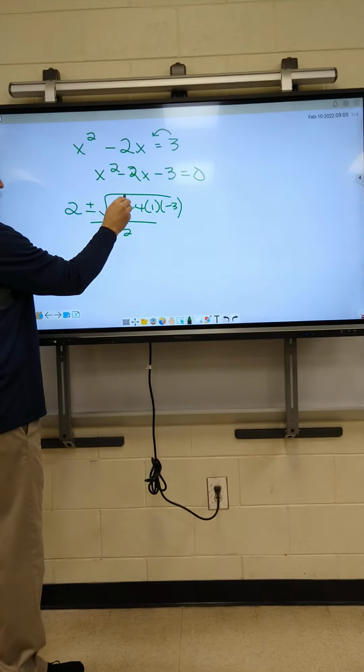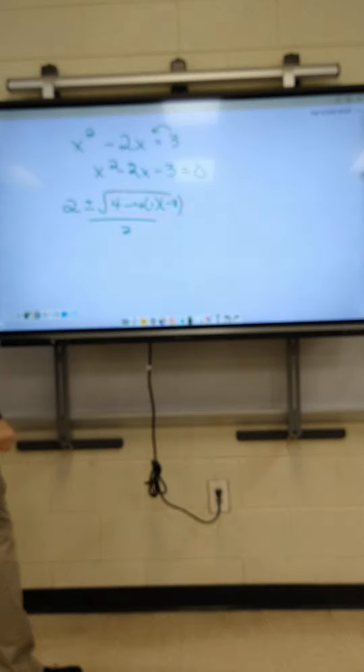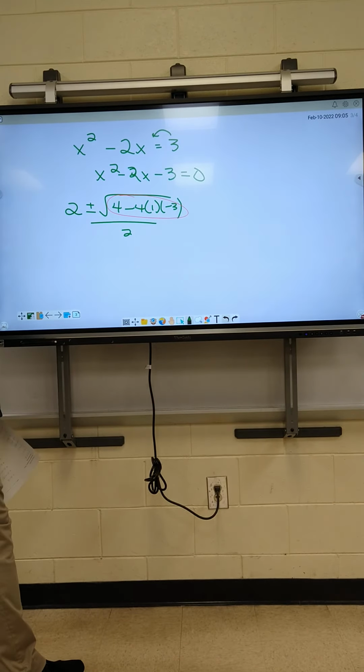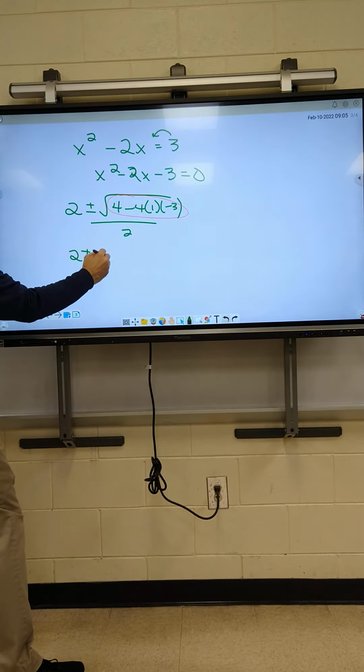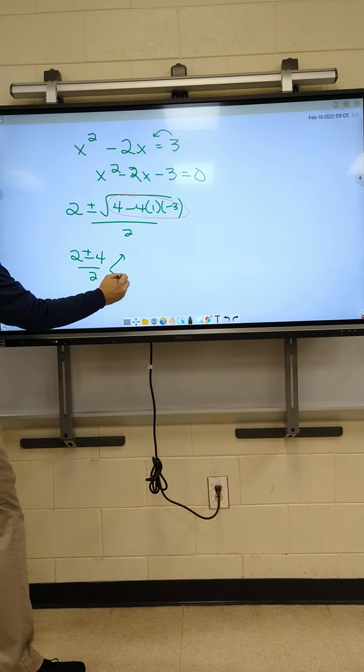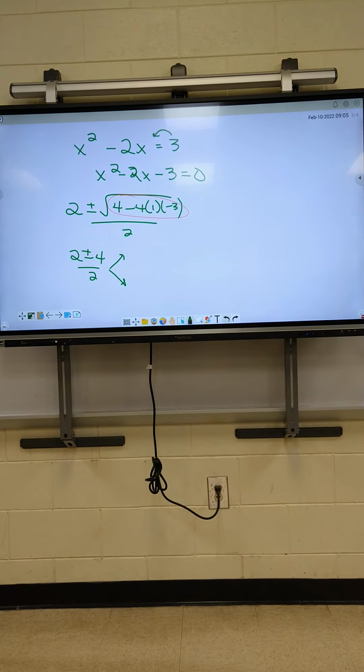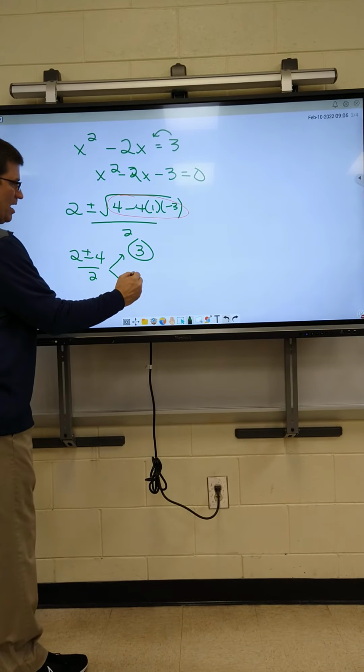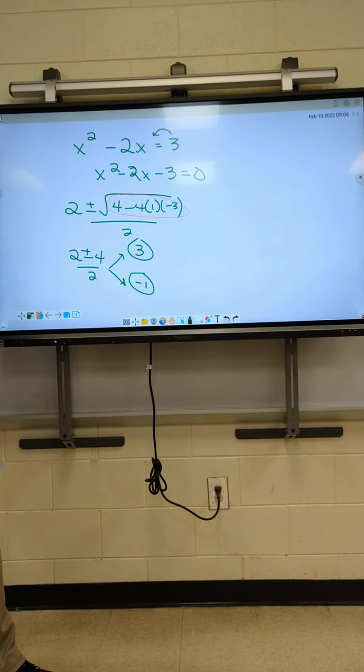All right, what did y'all get when y'all punched this in the calculator? Negative 8. 16. 16 is what I'm hearing. Is that right? Square root of 16 turns into 4, so 2 plus or minus 4 over 2. Now find both answers using your calculator. See what you get. All right, so I got 3 and I got negative 1. Is that right? Any questions on number 2?